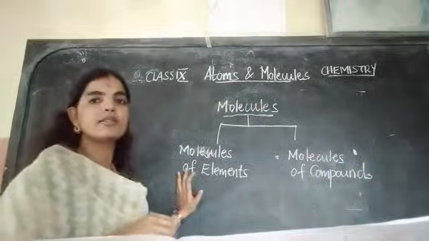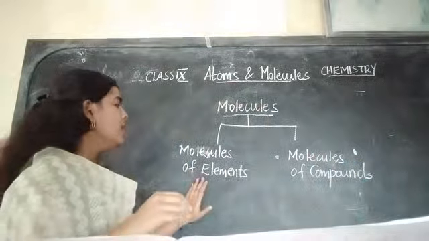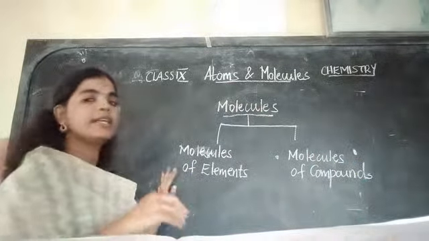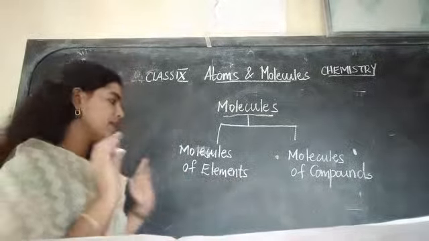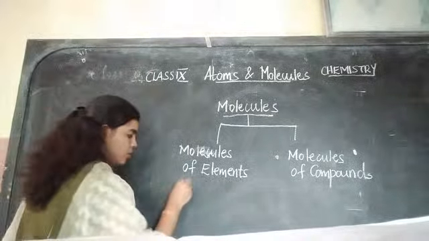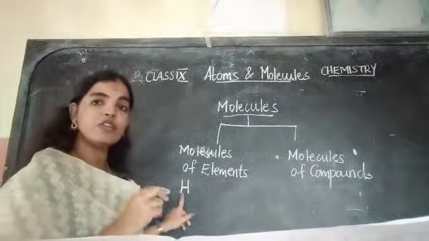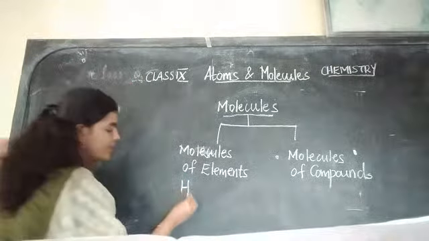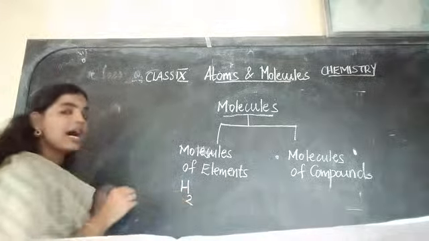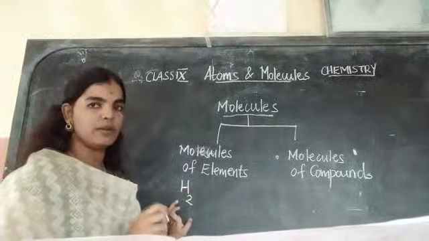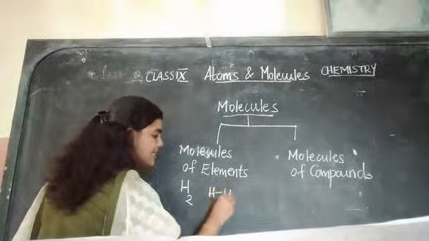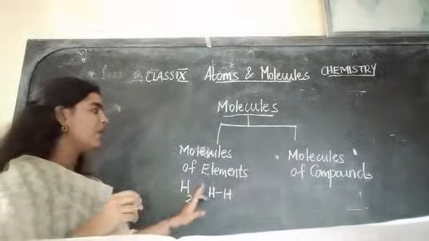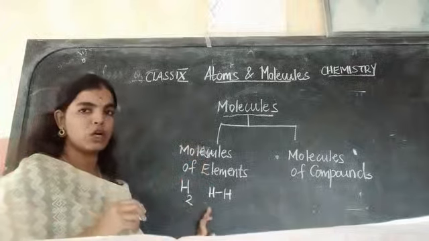So first we can discuss molecules of element. Molecules of element consist of only the same type of atom. For example, what is H? This is a hydrogen atom. And when I write H2, this is a hydrogen molecule. Okay, so hydrogen molecule means two hydrogen atoms are combined to form a hydrogen molecule.